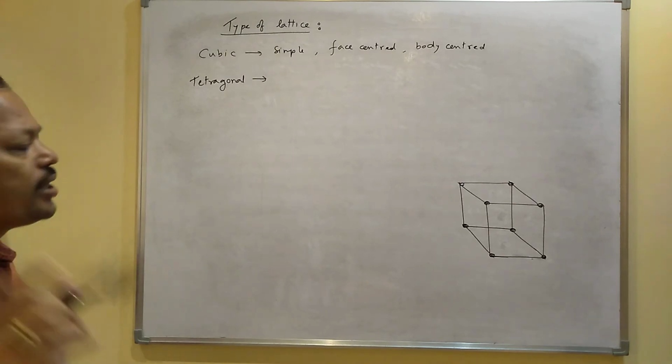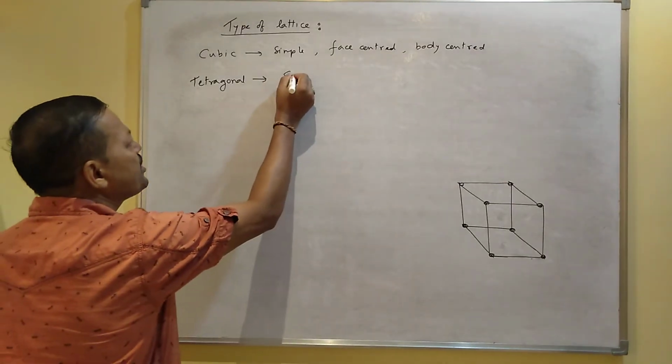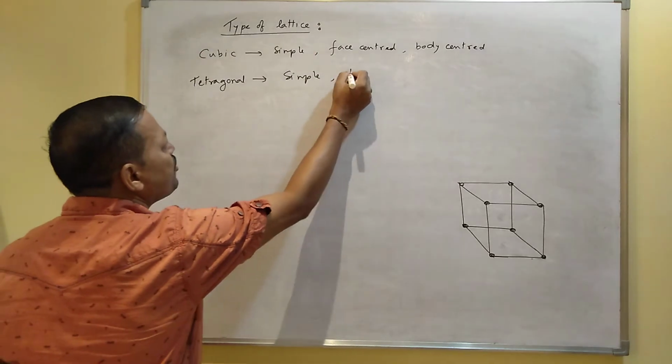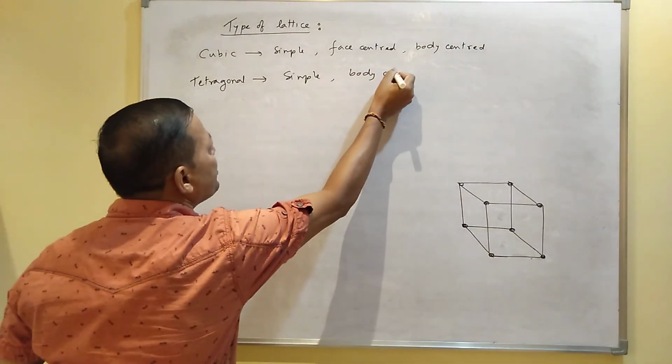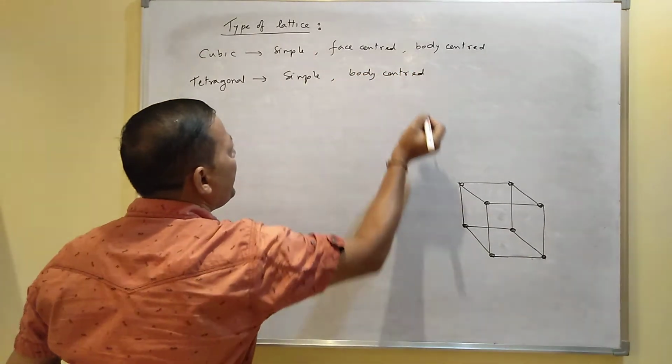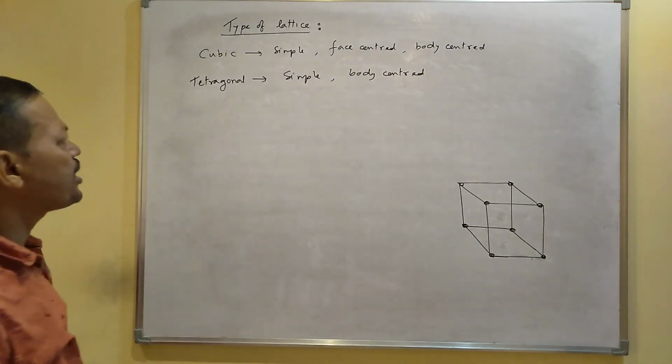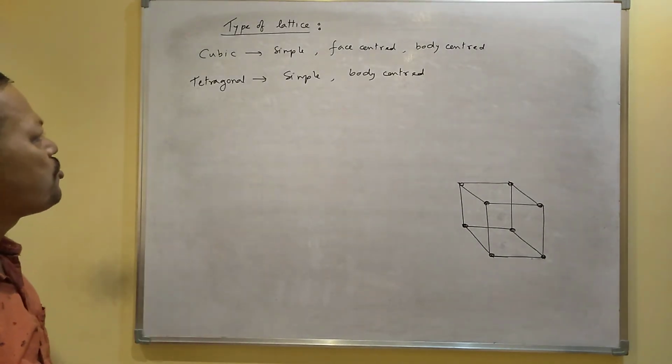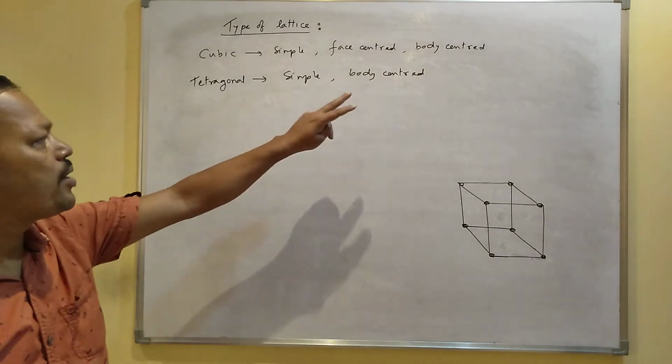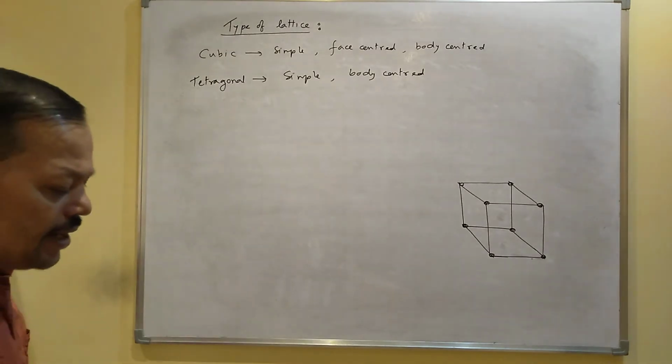Tetragonal can form only 2 types of lattices. One is simple tetragonal lattice and one is body centered tetragonal lattice. It cannot form face centered and end centered. So tetragonal forms two kinds of lattice: simple tetragonal lattice and body centered tetragonal lattice.